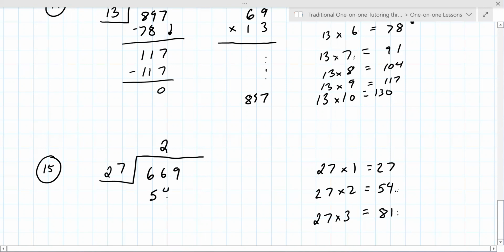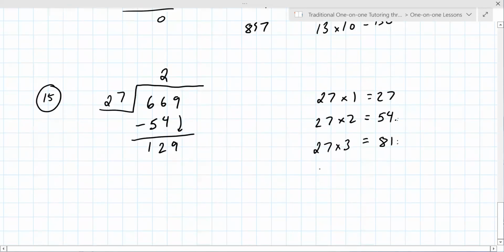54, it looks like you did that correctly. And then you subtract 129, so you got that. And then here's our problem. It's like, that number's too big, so we got to keep going. 27 times 4 is, we're adding 27 each time, so 108.